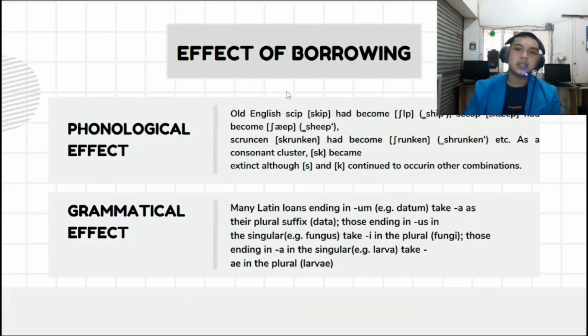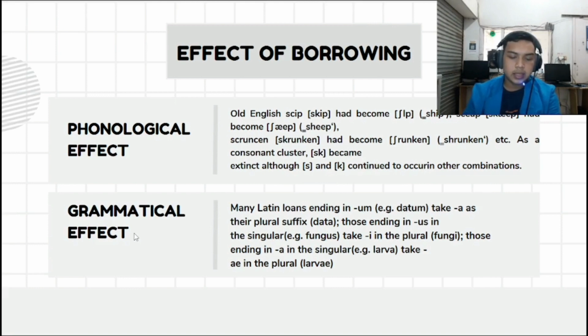And the next is the effect of borrowing. The first is phonological effect. Old English scip had become ship. Scip had become ship. And scrincan had become shrink, and so on. As a consonant cluster, sk became extinct, although s and k continue to occur in other combinations.